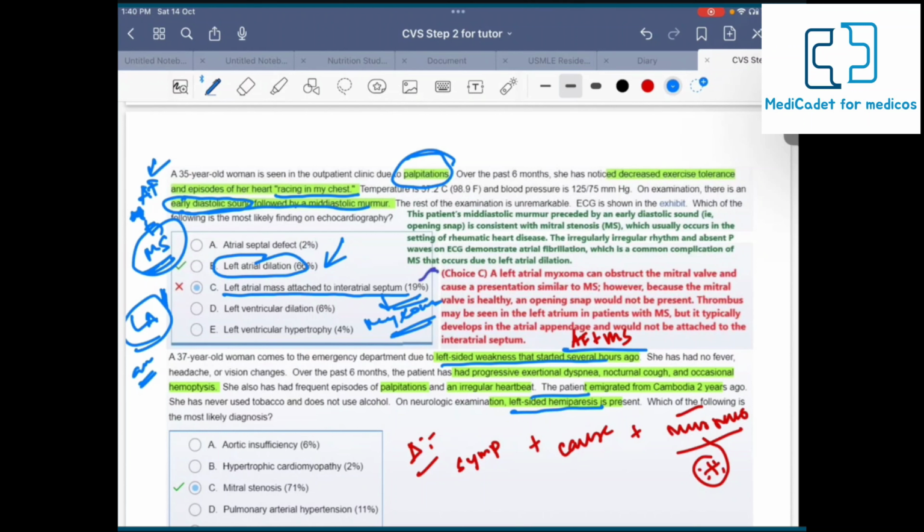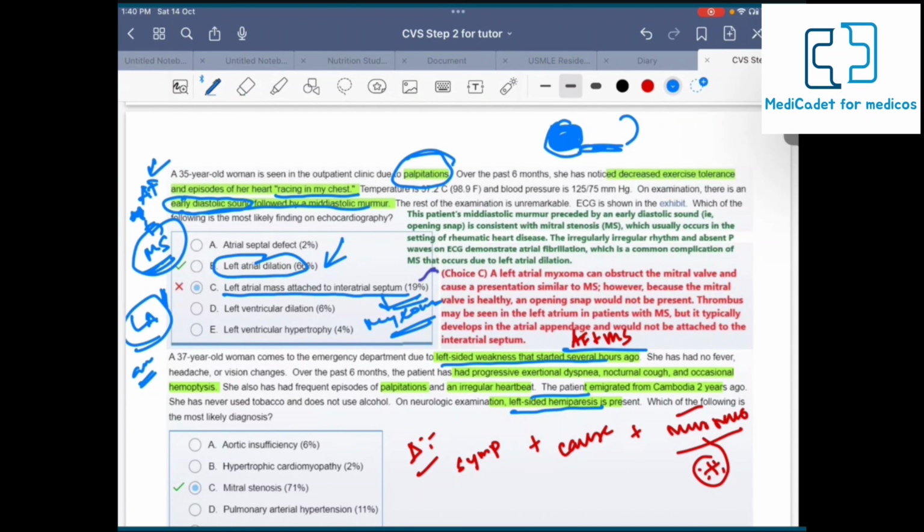Let's see the concept of the myxoma here. Myxoma is nothing but a growth. The growth is in the left atrium. It's like a huge ball of growth. It's actually a benign one, it's not a malignant one. Any primary tumor in the heart is benign. There's no malignant disease in the heart except metastasis.